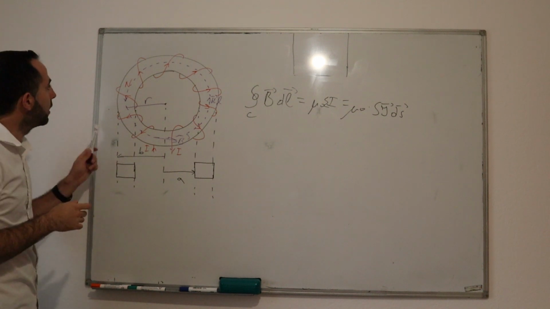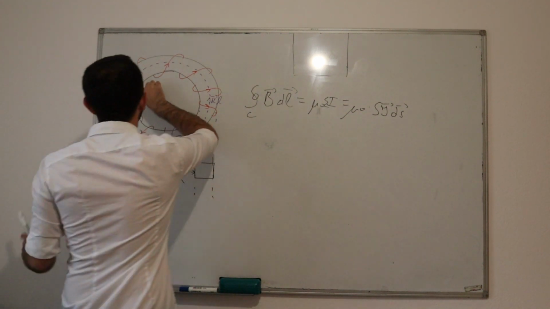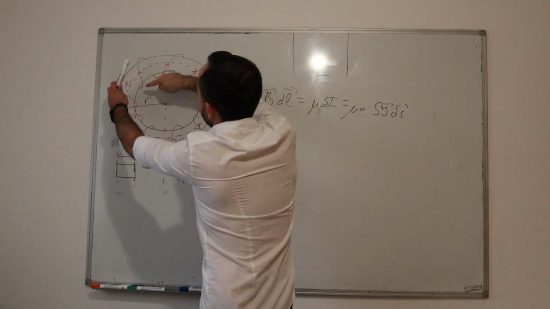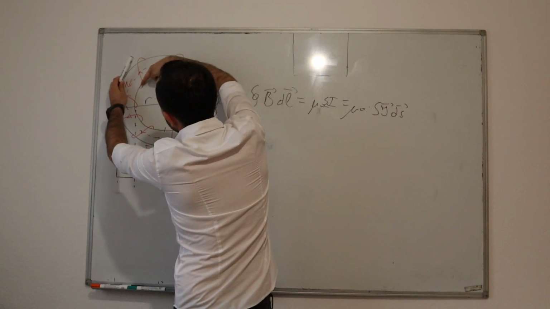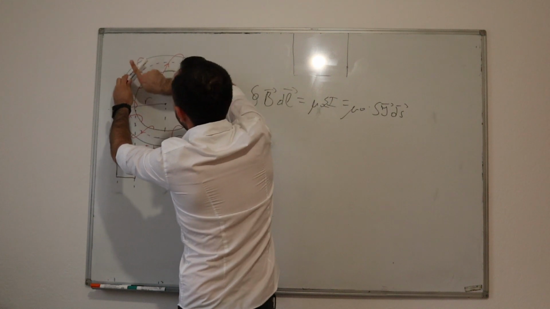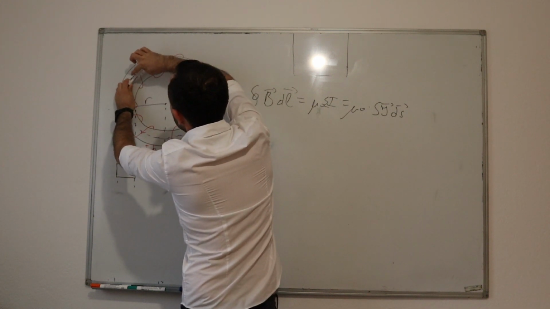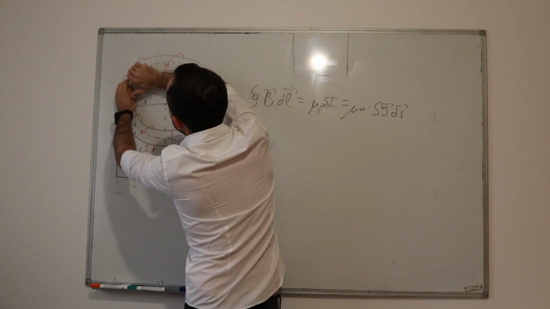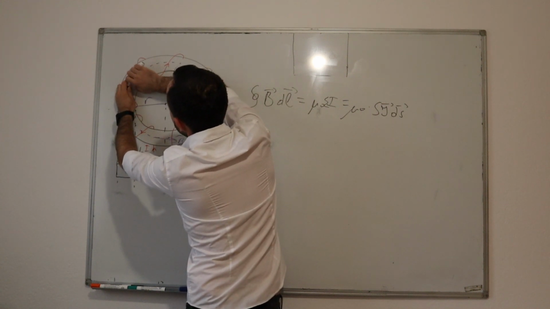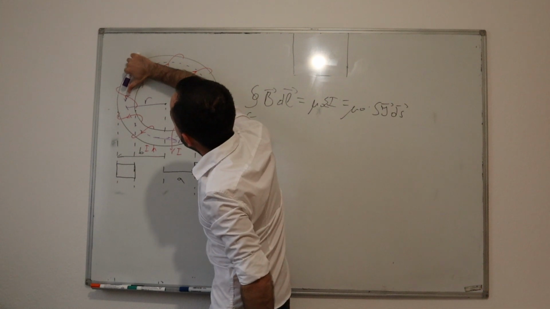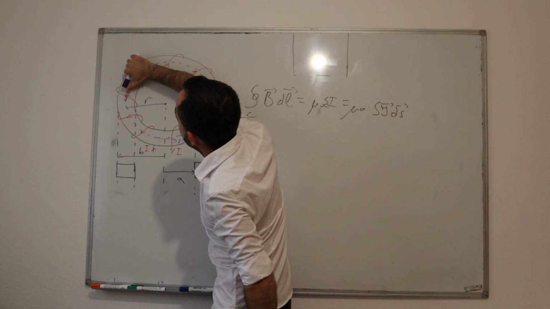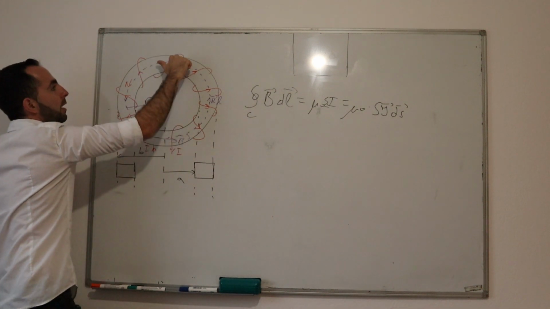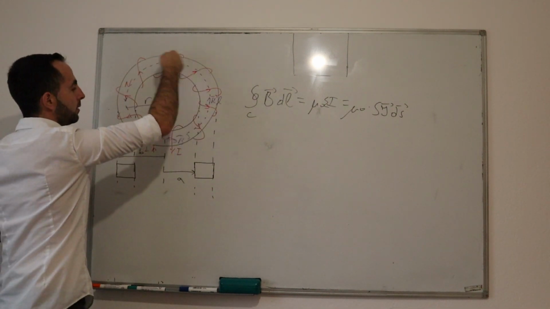You can choose any part of the conductor. Let's choose this part of the conductor. We see that the direction of current is up, but it is above the toroid, which means I put my fingers in this direction, I curl them, and I see the direction of my magnetic field at this point. And you can see that at every point, the direction is this.